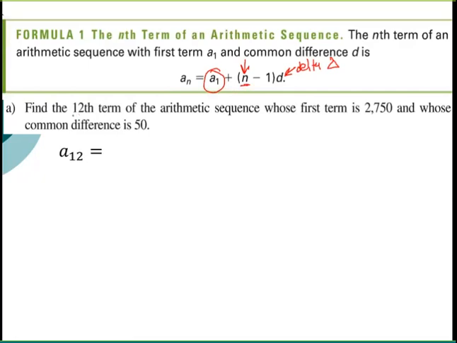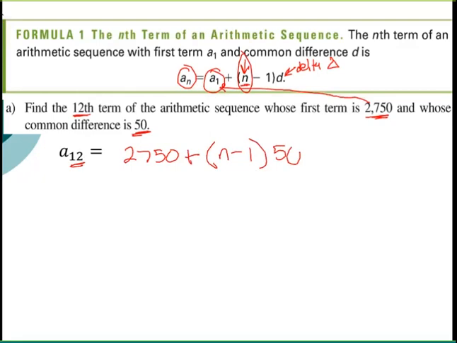So what's going to happen here is you're going to be asked to find the 12th term, in other words, a sub 12, of an arithmetic sequence whose first term, so they're actually going to tell us the first term, this is A1, is 2,750 and whose common difference is 50. So the only thing we don't know is the n, and that's just how many terms we have. So we want to find the 12th term, and that is 2,750 plus n minus 1 times my common difference of 50. So all I did was replace my delta, replace my first term, everything else stayed the same.